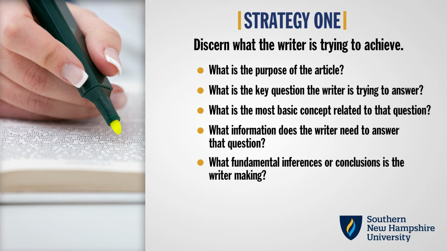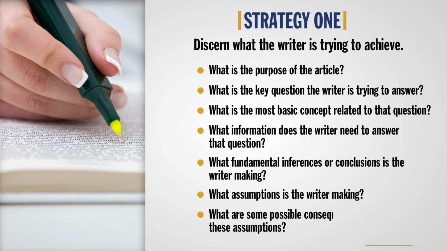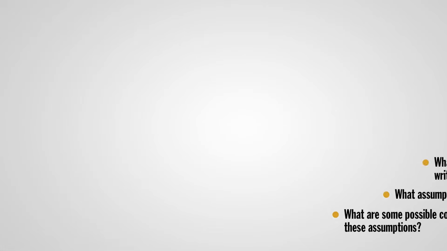What fundamental inferences or conclusions is the writer making? What assumptions is the writer making? What are some possible consequences of making these assumptions? You can also ask yourself these questions as you write. For example, instead of asking, "What is the purpose of the article?" you can ask yourself what the purpose of your own writing is. These questions can help guide your thinking when reading and writing.